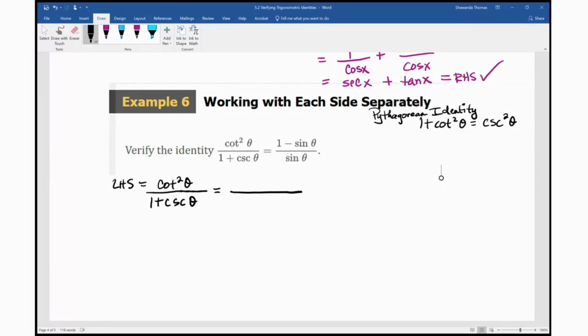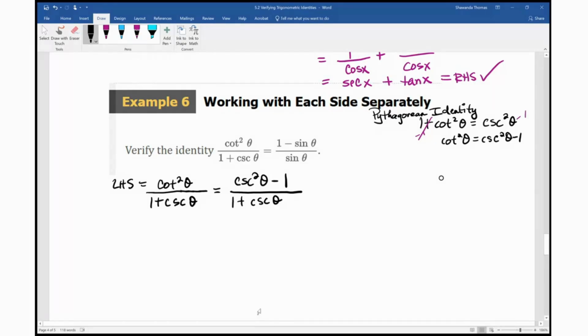Cosecant squared minus 1. Yes. Okay, we're going to subtract 1 from both sides. Cotangent squared theta equals cosecant squared theta minus 1. So now we have cosecant squared theta minus 1 over 1 plus cosecant theta. All right. This might be the better way. Now cosecant squared theta minus 1, that looks kind of familiar. Does it remind you of anything that you can do?